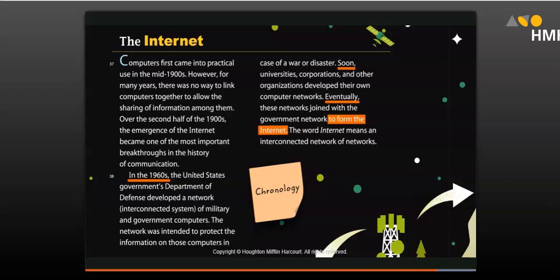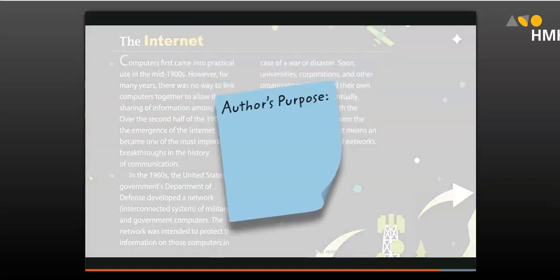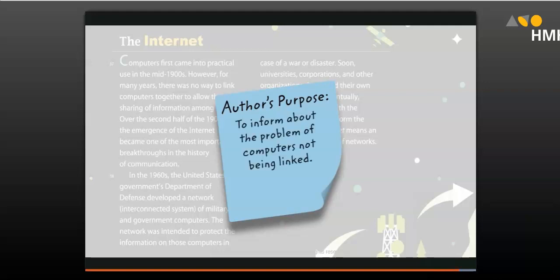Cool. Now, can you tell me what the author's purpose was for writing this text? Remember how we talked about problem and solution? Use those words if you can. So the purpose is to tell readers about the problem of computers not being linked to share information. And that the Internet was the solution to this problem. Excellent.